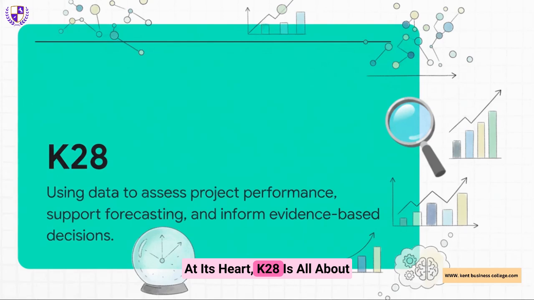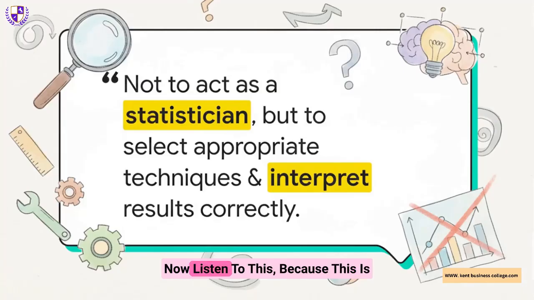At its heart, K28 is all about using data to really understand what's happening on a project. You're using numbers to see how things are really going, which in turn helps you guess what's coming next and make much smarter decisions. Now listen to this, because this is probably the most important thing Adam tells her. It's a total game changer.